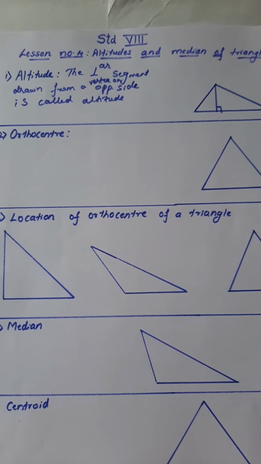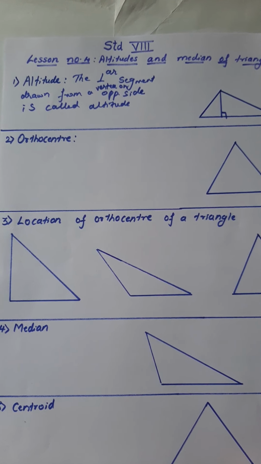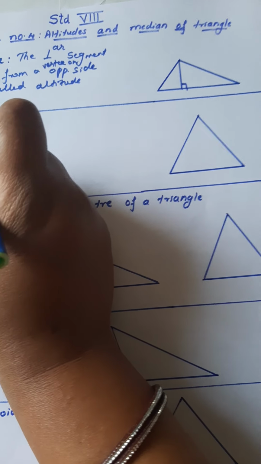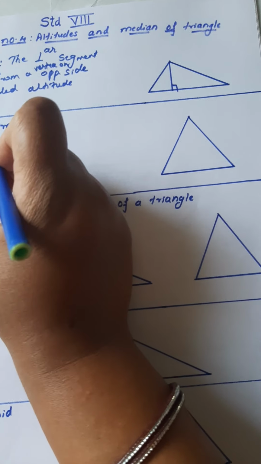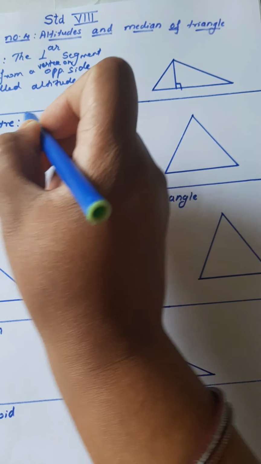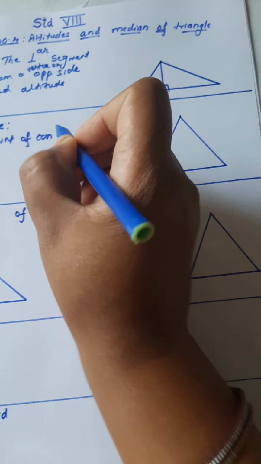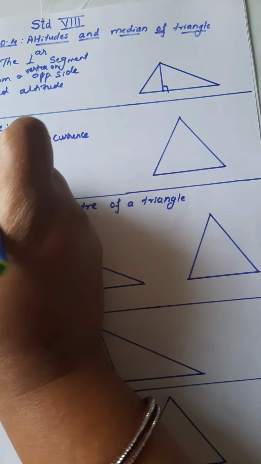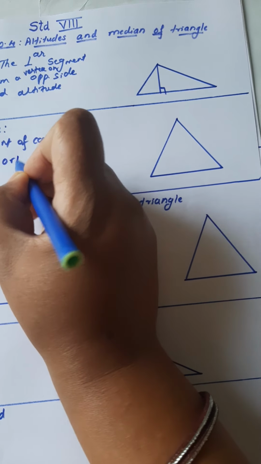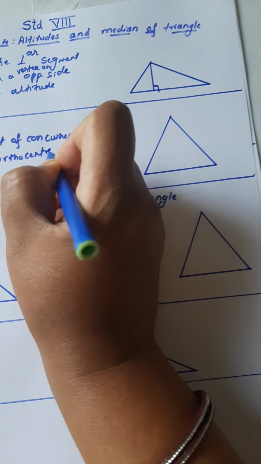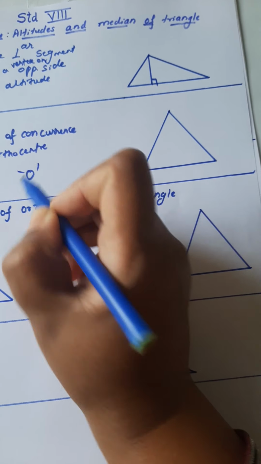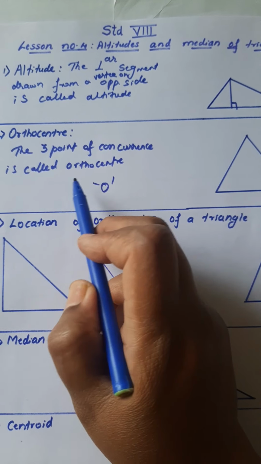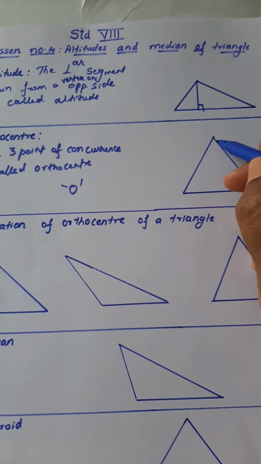Next, the second point, it is an orthocenter. Orthocenter means what? All the 3 points of concurrence is called the orthocenter of a triangle, which is denoted by O. Now which 3 points?